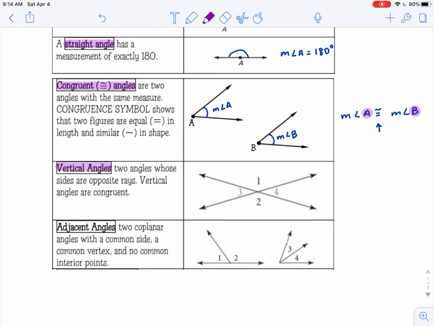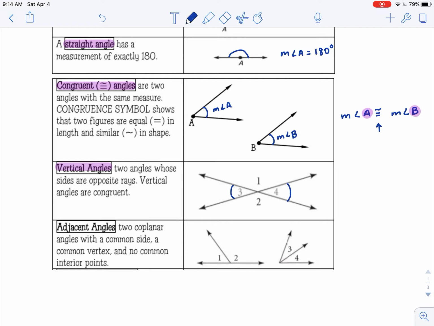Okay, next we have vertical angles. Vertical angles are two angles whose sides are opposite rays. Vertical angles are congruent. Let me say that again. Vertical angles are two angles whose sides are opposite rays. Vertical angles are congruent. So I'm going to show us which of these angles are vertical angles.